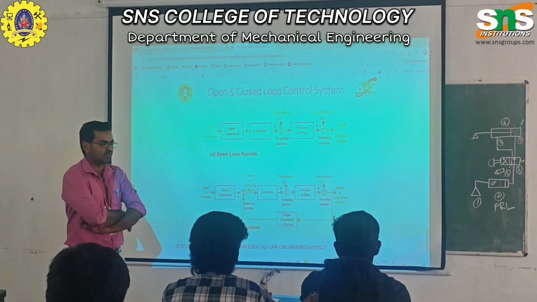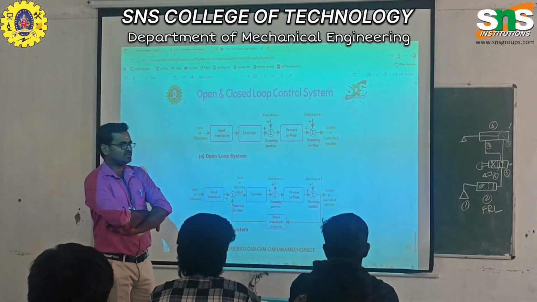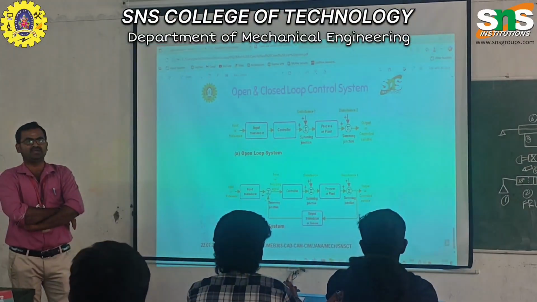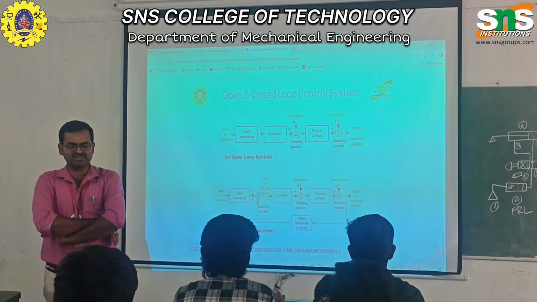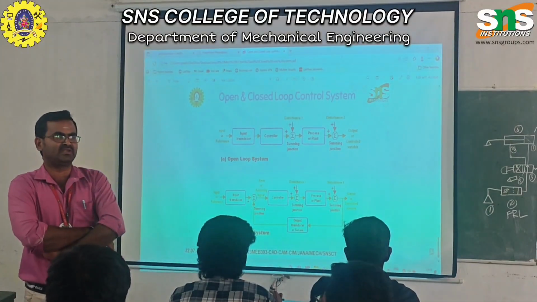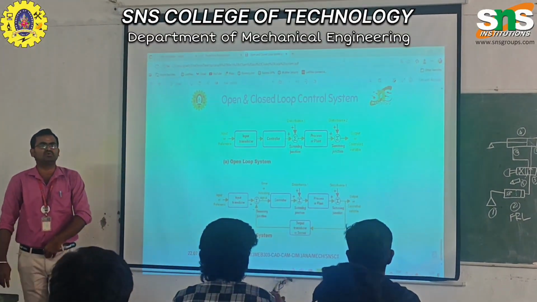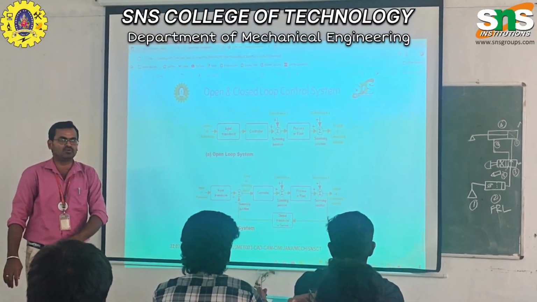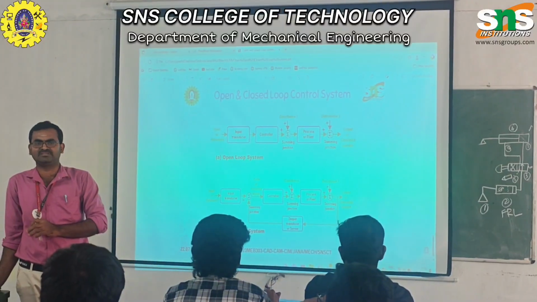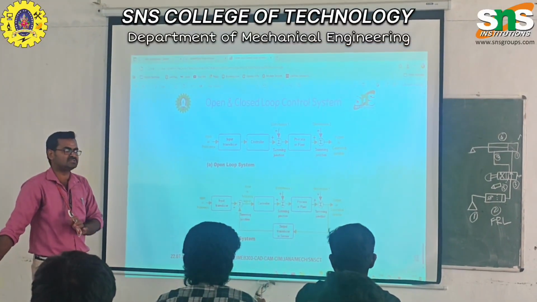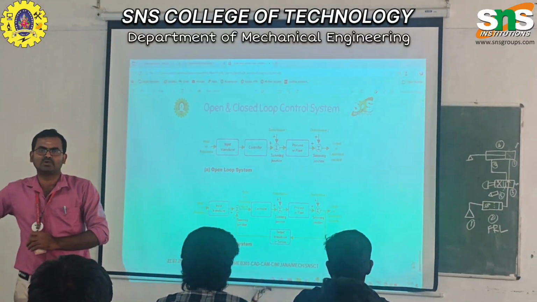Today we are going to discuss the closed loop system and open loop system. First of all, what is the basic difference between them? In an open loop system there is no feedback device, which means we give the input and take the output, with no comparison between the input and output values. In a closed loop system we use different types of feedback devices, like sensors or encoders.